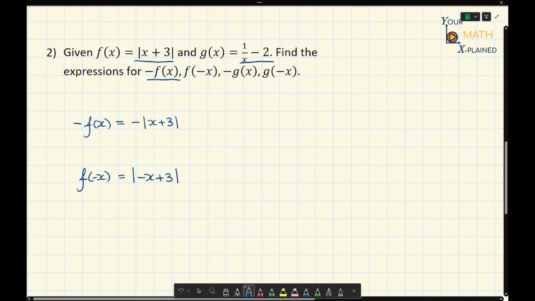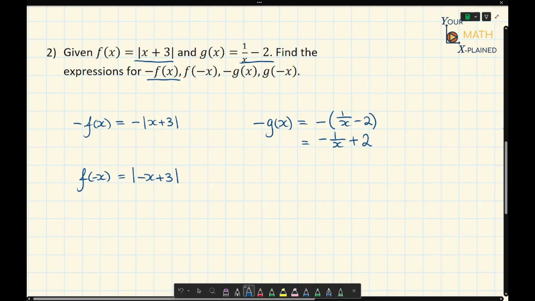Okay, and the next thing that we need to find is negative g of x. Okay, so g of x is 1 over x minus 2. So negative g of x is going to be the negative of that entire thing. So you want to put a bracket after the negative. So it's going to be negative, and then we're going to have a bracket, 1 over x minus 2. And then you can go ahead and distribute this negative. So it becomes negative 1 over x plus 2.